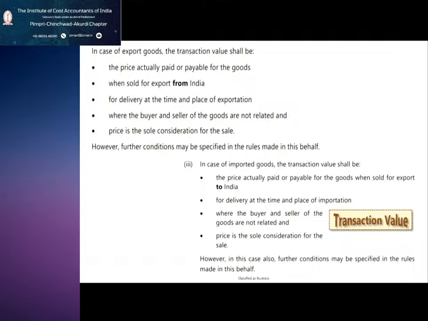So why is this transaction value important? Because based on this transaction value only we are going to arrive our customs duty payable. So what are the items we need to add and what are the items we should not consider, those things based on this transaction value only we are going to calculate. So the transaction value is very important either in case of export or import purpose.